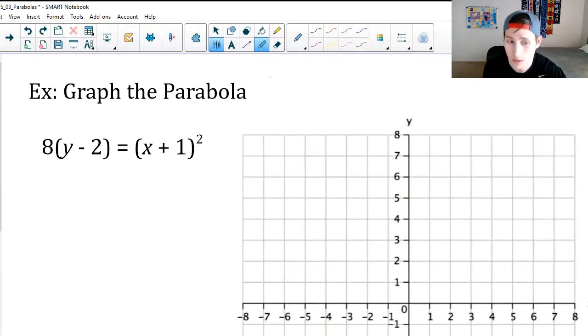Okay, so 8 times y minus 2 equals x plus 1 squared. So if you want, we can rewrite this.